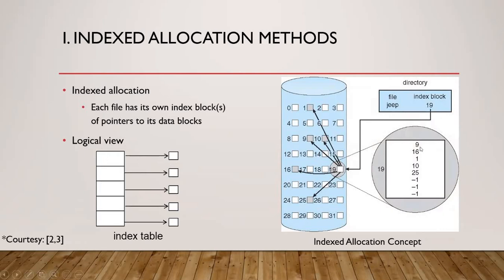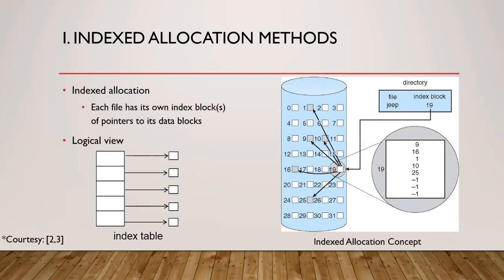But in actual implementation, it is like this: in a file, you are supposed to maintain an index block, and that block will guide you to a particular location. Then from there, you can jump onto different locations. So in this way, you can maintain multiple kinds of pointers. Yes, you need to maintain pointers.